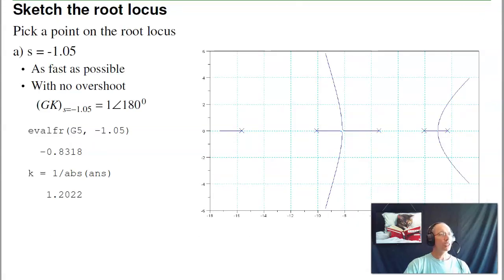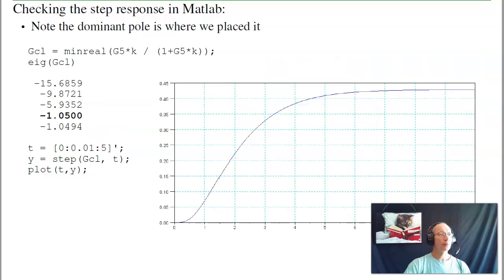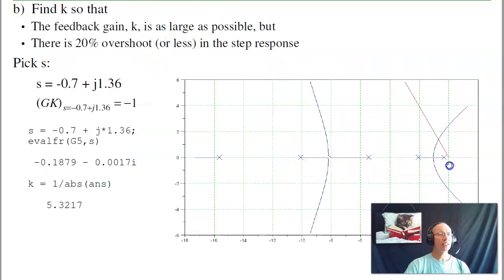Suppose I could tolerate 20% overshoot. In that case, what I do, I draw my damping line, same trick we did before. Here for 20% overshoot, the damping ratio is 0.4559, and it's basically almost 2-to-1 ratio. Go over 1, up 2, over 1, up 2. So draw a line that's 2-to-1 ratio, and then see where that line intersects the root locus. Turns out that intersects at minus 0.7 plus j 1.36.